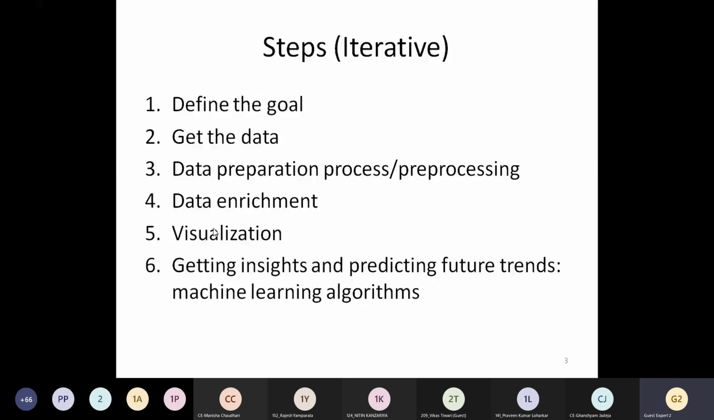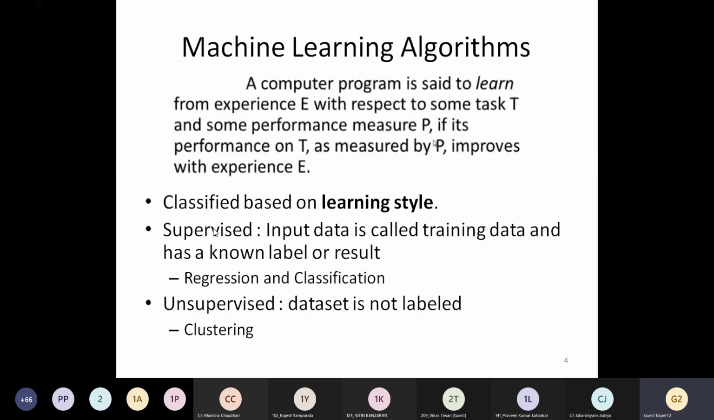So, machine learning algorithm. What is machine learning? A machine learning algorithm is nothing but a computer program which learns from experience. Experience is nothing but your data set, the historical data stored inside your data set. A machine learning algorithm is a computer program which learns from experience with respect to some task. Task means your goal. If I want to predict temperature, then prediction of temperature is my task. So a program is created which learns from the data set with respect to some task.